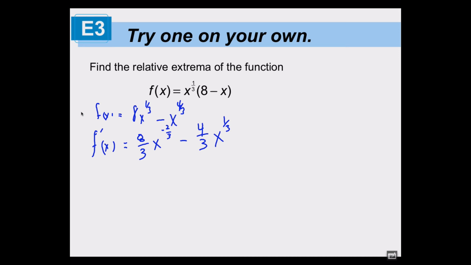How am I doing so far? Everybody with me? What do I do next? Take out 4/3 x to the negative 2/3. Good. When I take this out of here, I'm left with 2. When I take this out of here, I'm left with x. Which is good. And like I said before, we took a difference problem and turned it into a multiplication problem, which is exactly what I want.